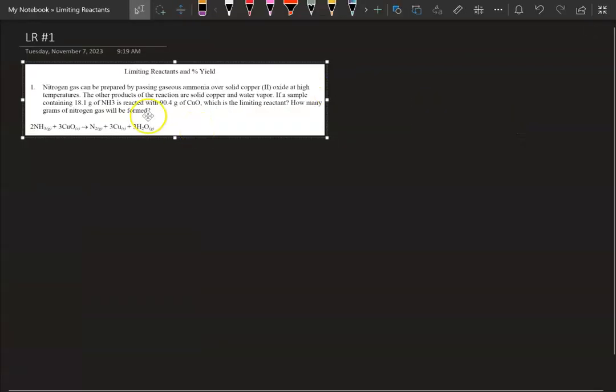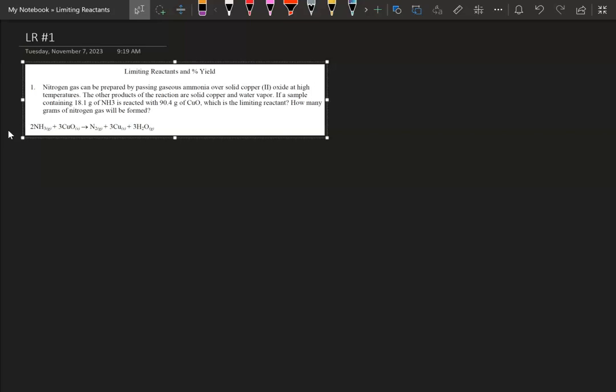So we are going to work a worksheet, but we're going to break it up into two different videos. This worksheet is the limiting reactants worksheet, and there are two problems on it. We're going to work the first problem in this video, and then we'll work the second problem in the second video. The first one involves just limiting reactants, and the second one will involve percent yield and theoretical yield.